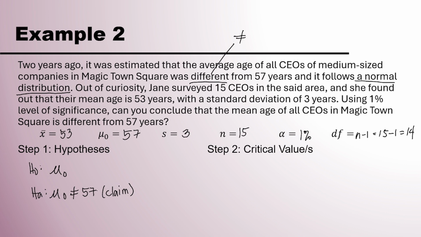So, pwede po yun, no? Hindi palagi na HO ang claim. Pwedeng HA yung claim. Depende sa keyword sa problem. Dito, dahil different, it means not equal to. So, ang not equal to ay para sa HA or sa ating alternative hypothesis. At yun yung kine-claim naman natin. The counterpart of HA not equal to is HO equal to 57. And because we have equal to and not equal to in our hypothesis, ang ating test is two-tailed.